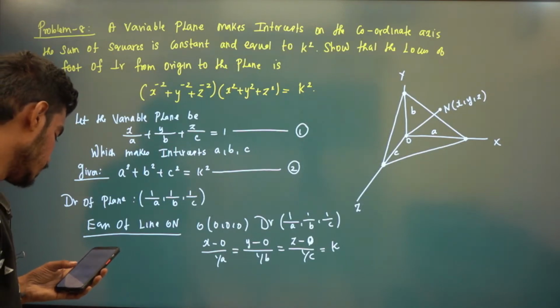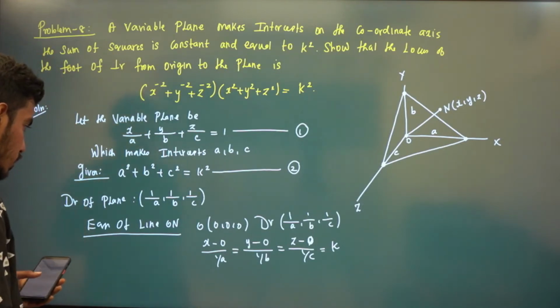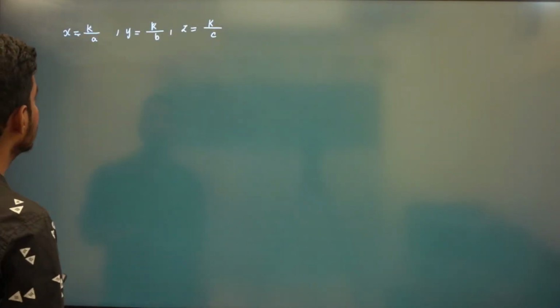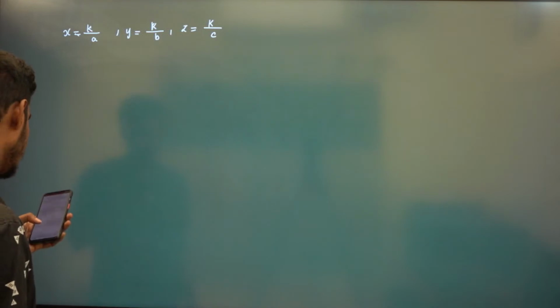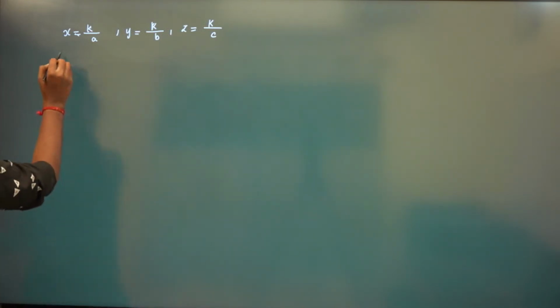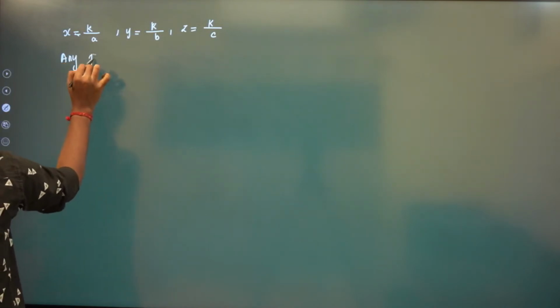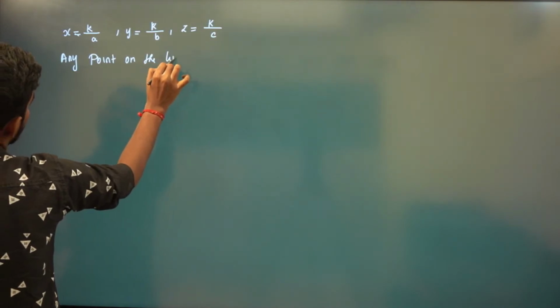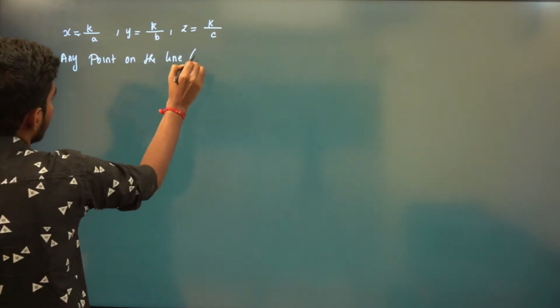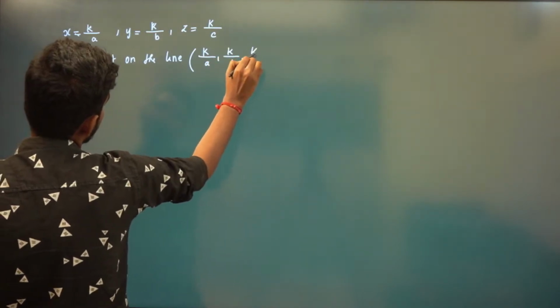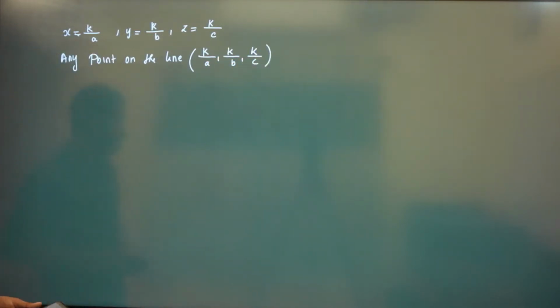Okay, now, so we know X, Y, Z, right? Okay, so this is the coordinate of X, Y and Z. So that means any point on the line will be of the form K by A, K by B, K by C, right? This is any point on the line, yes or no?